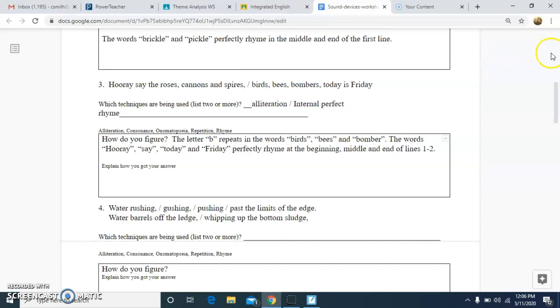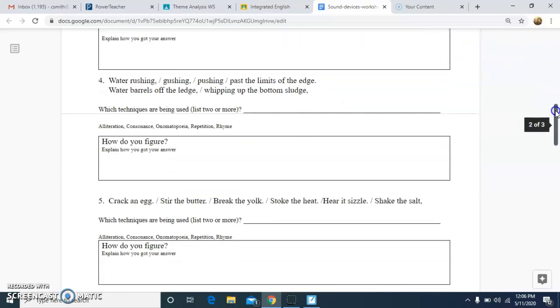Okay? All right, let's take a look at number 4. Water rushing, gushing, pushing past the limits of the edge. Water barrels off the ledge, whipping up the bottom sludge. So again, you'll see there's a lot going on here. And again, our choices are alliteration, consonants, onomatopoeia, and repetition. The first thing that I noticed is that this rhymes.